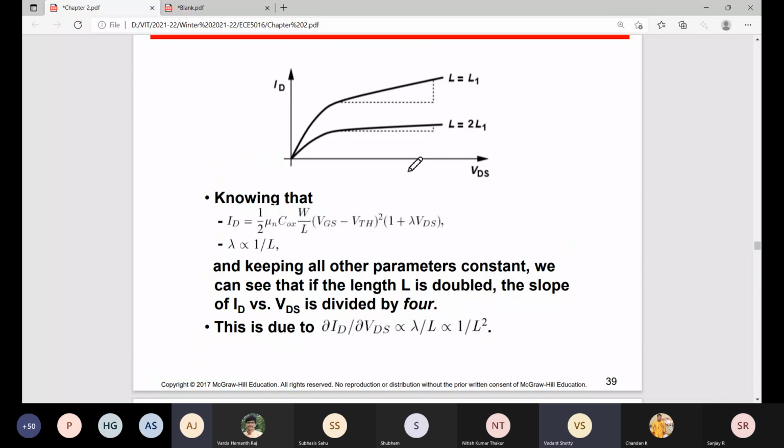So now when you increase the length, as I just mentioned, lambda is proportional to 1 by L. When you increase the length, the effect is reduced by an order of 4 divided by 5. Why? Because ID is proportional to W by L into 1 plus lambda VDS. Lambda means 1 by L, and 1 by L is already there, so 1 by L square. So if you increase the length, the effect is reduced quadratically. Is it clear?